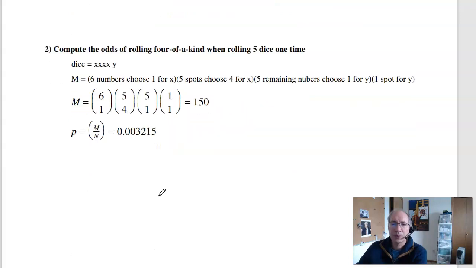Problem 2 is to repeat for 4 of a kind. With 4 of a kind, I have 4 x's and a y. To calculate that using permutations, there are 6 dice values, pick 1 for x, 5 different spots, pick 4 of those spots for where to put the x's. There are 5 remaining values, pick 1 for y, 1 remaining spot, pick that spot to put y. Multiply it all out, there are 150 different ways of rolling 4 of a kind, with a probability of 0.003215.